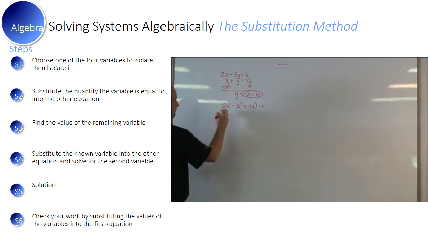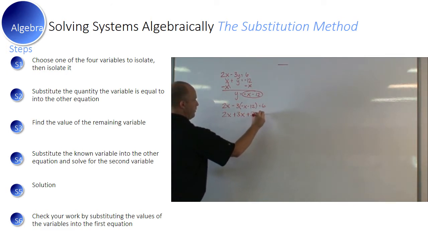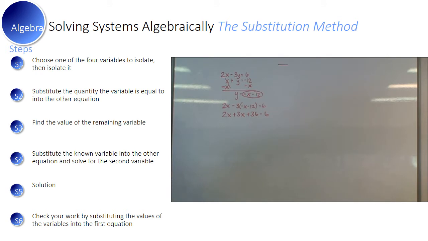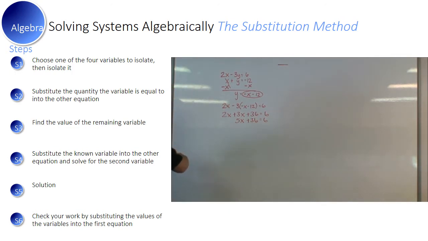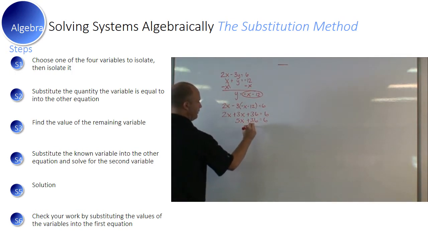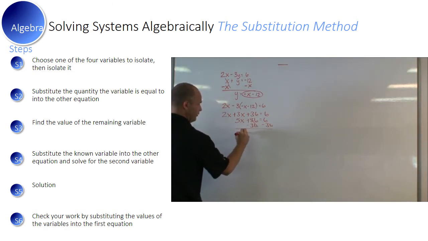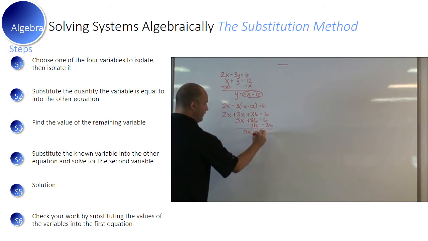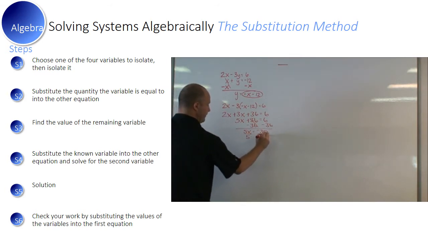So what you'll do is go ahead and bring this 2x down, distribute the negative 3 to get positive 3x and positive 36. We're going to set that equal to 6. Next step, combine like terms. So you end up with 5x plus 36 equals 6. We still have to isolate the x, so let's subtract the 36 from both sides. Cancel out the 36's. This is going to leave you with 5x equals negative 30. Again, I continue isolating the x, divide by 5, and that's going to leave you with x equals negative 6.